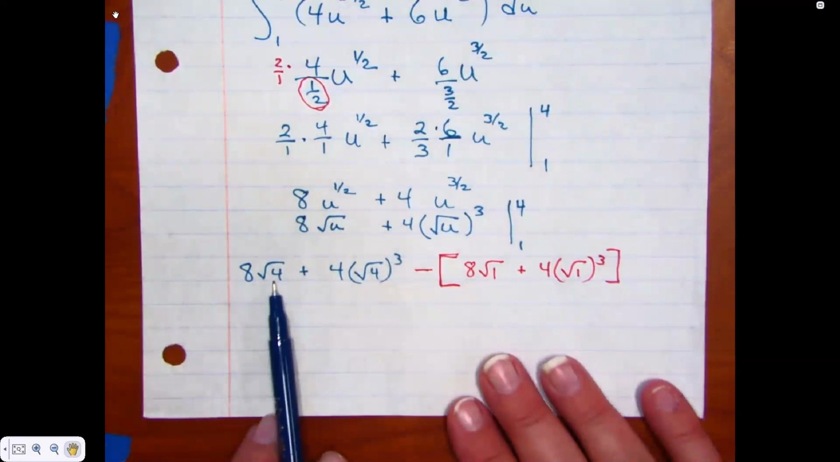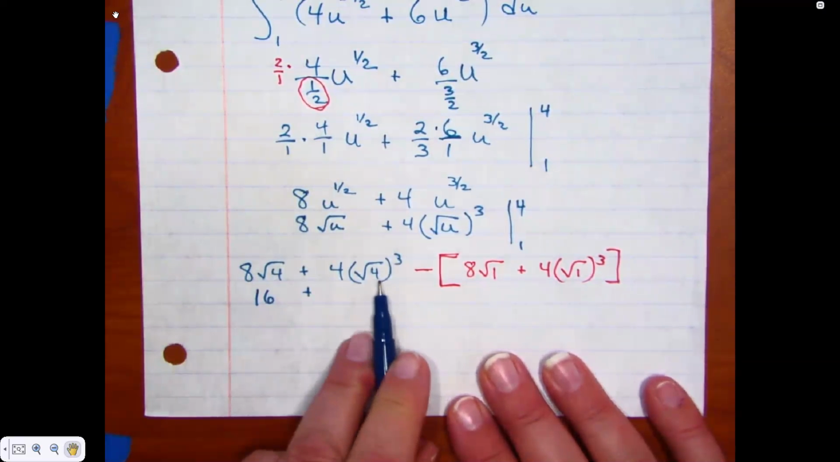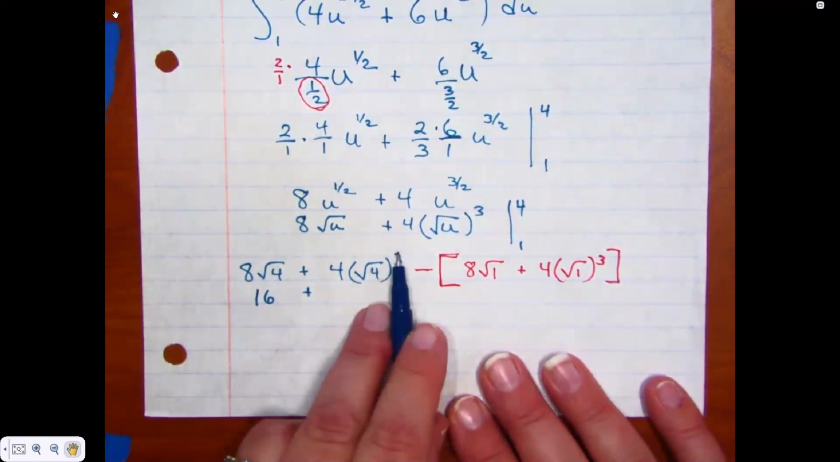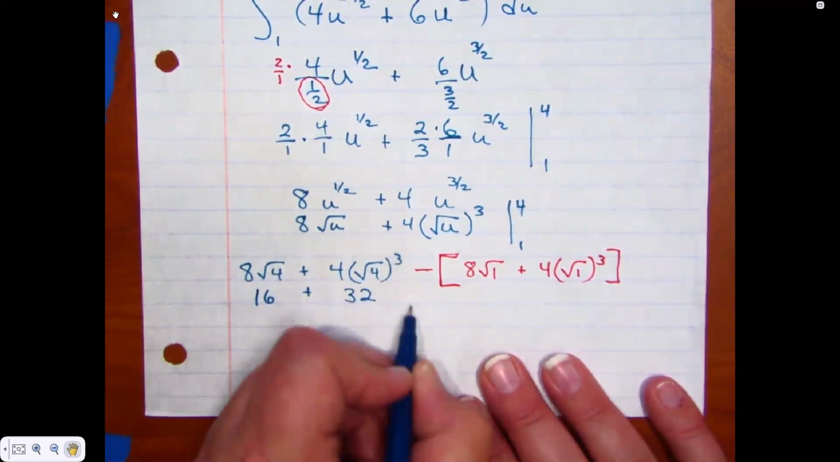All right, so the square root of 4 is 2. 2 times 8, 16. Square root of 4 is 2. 2 cubed is 8. 8 times 4, 32.